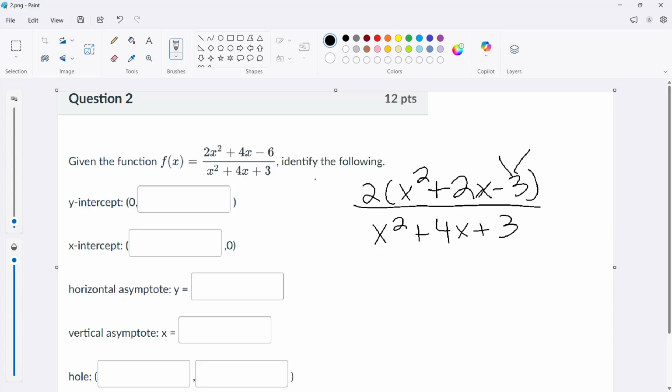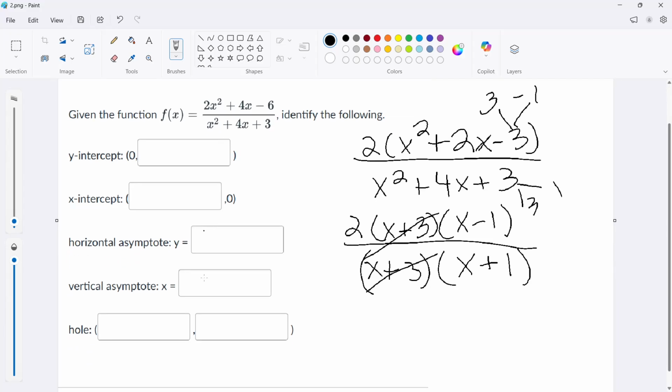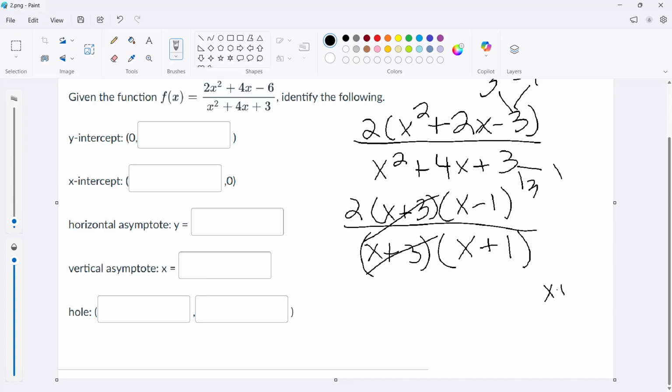Negative 3, what numbers multiply to negative 3 and add to 2? 3 and negative 1. So this is 2 times (x plus 3) times (x minus 1), divided by numbers that multiply to 3 and add to 4. Well, that's 3 and 1. So (x plus 3)(x plus 1). And that gives me a hole at x plus 3 equals 0. x equals negative 3.